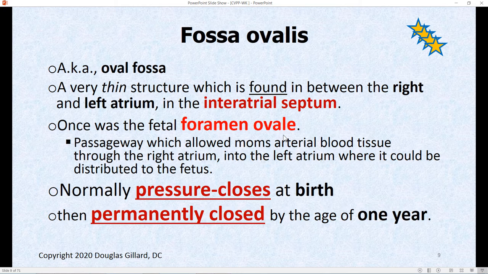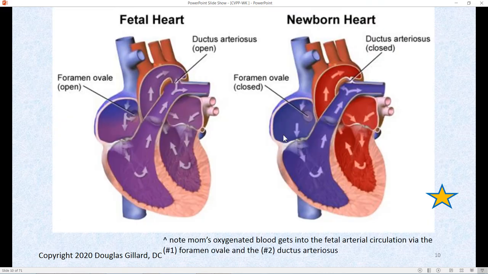Because your lungs really don't work, right, when you're a fetus. But once you're born, that closes. And it pressure closes at first and then permanently is welded shut by fibrosis at 1 year of age.